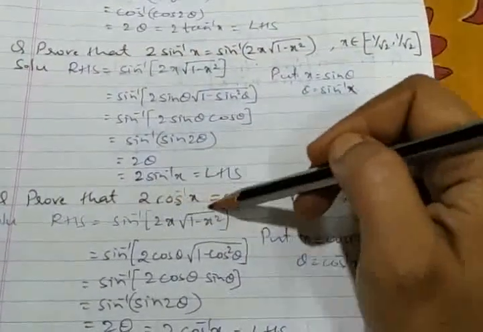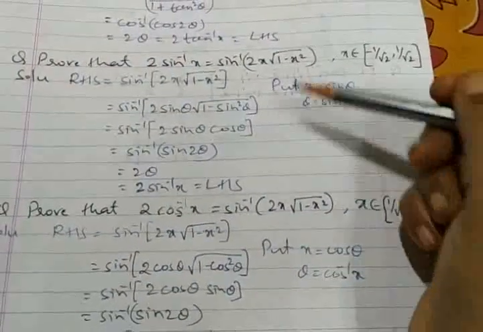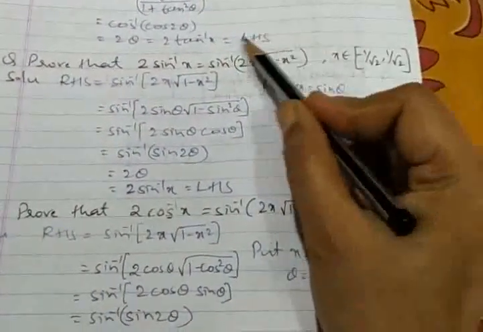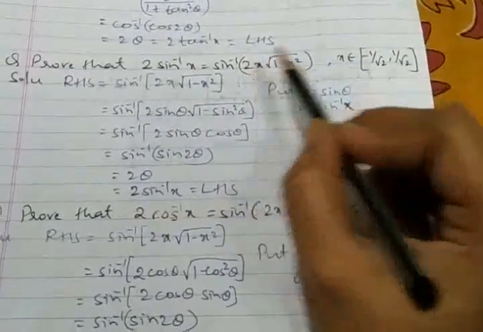Prove that 2 cos inverse x... put x equal to cos theta. But in the differentiation chapter, if they ask for the derivative, you need to go for put x is equal to sin theta only. It is a standard result.